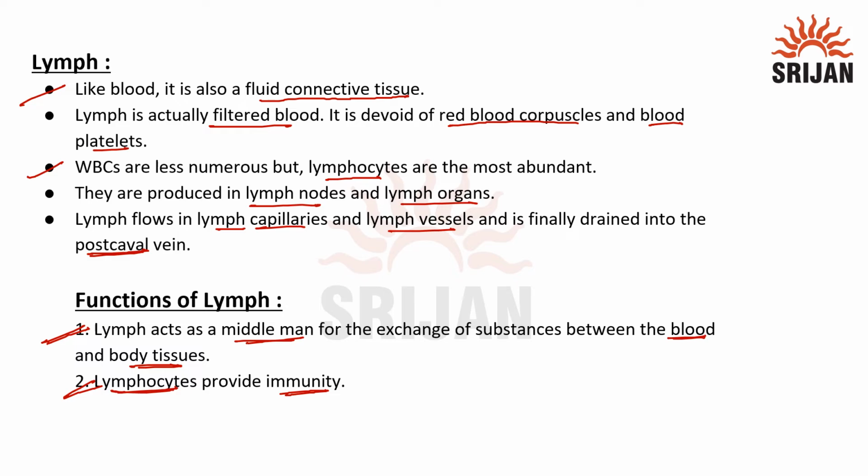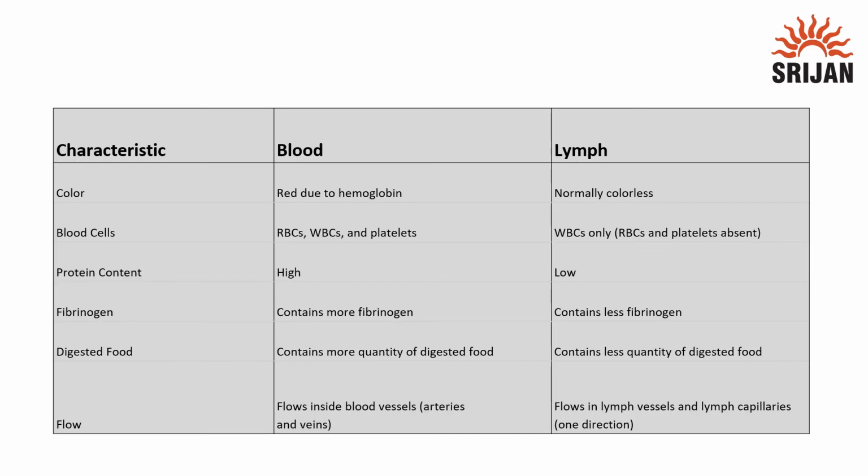Now we'll just try to compare between the lymph and the blood. So over here we have a table. Here in this column we have all the characteristics, that is the color, blood cell, protein content, fibrinogen, digested food and the flow. And here we have two columns. In this column we have written about the blood, and in this column we have written about the lymph.